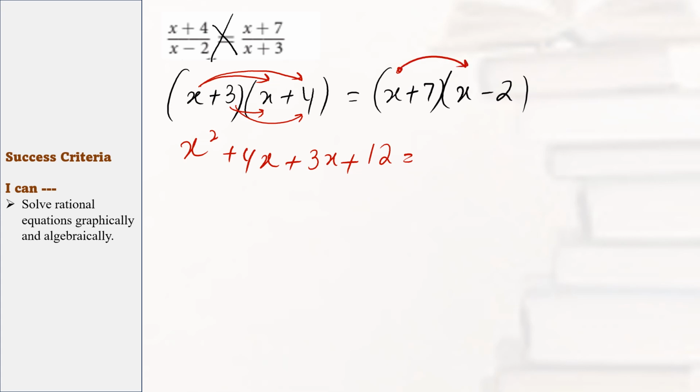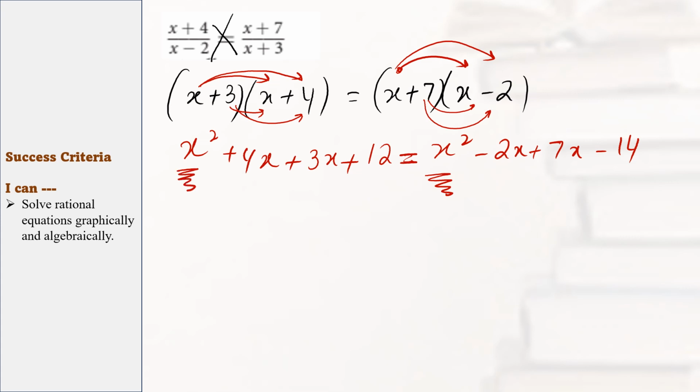Next, x times x is x square. x times negative 2 is negative 2x. 7 times x is 7x and 7 times negative 2 is negative 14. Now can you see that on this side there is x square and on the other side of equal sign is x square. Now look in the rough column. If I bring this x square on the other side, it will give me negative x square and it will be cancelled out. So rather than writing like this, just cancel them here.